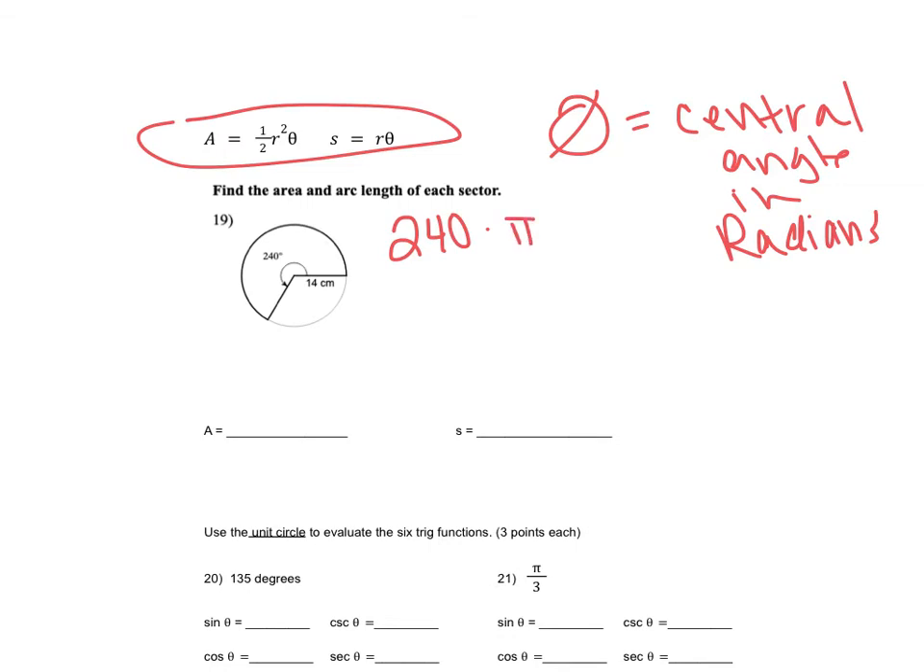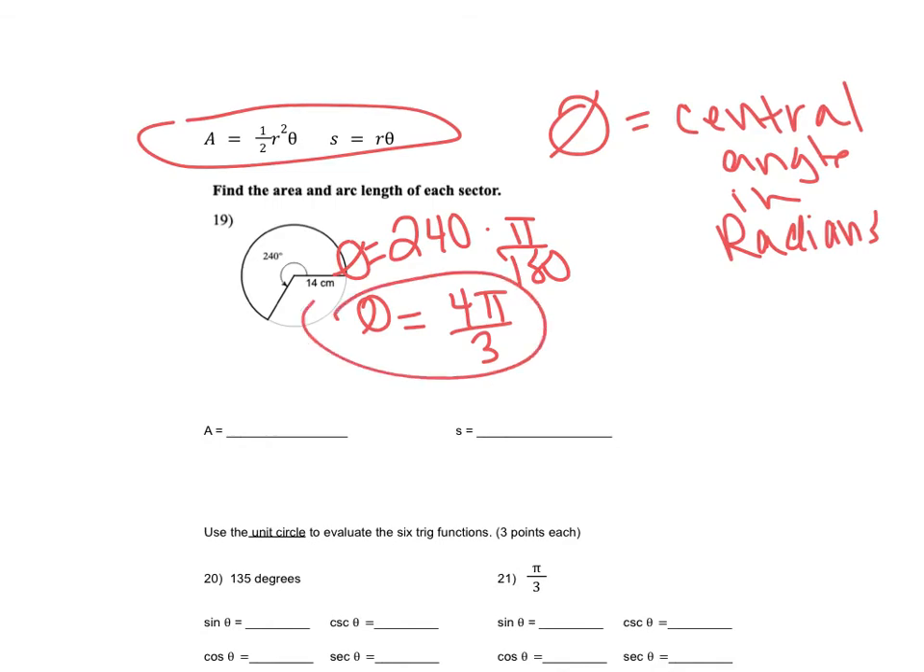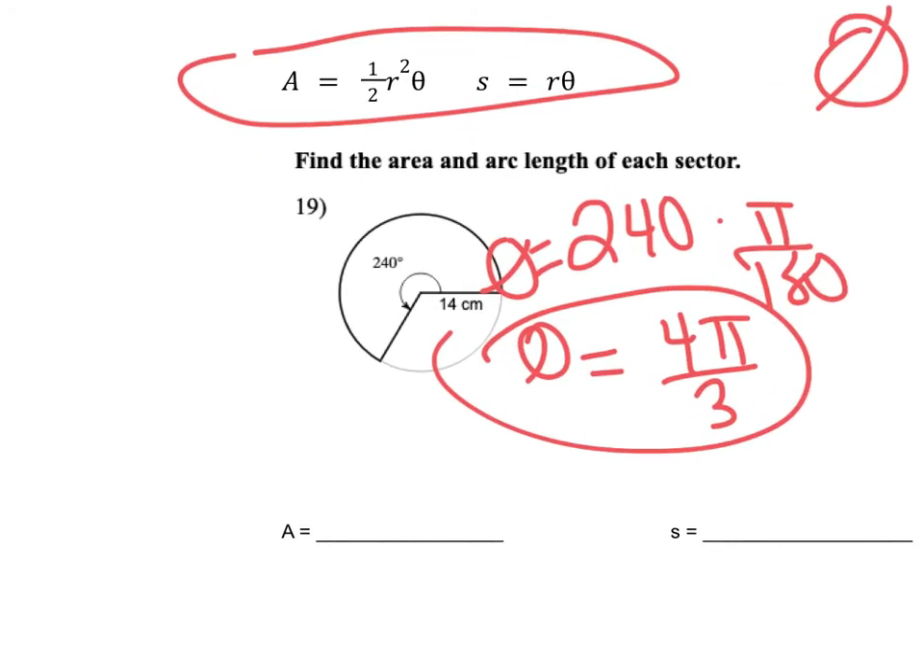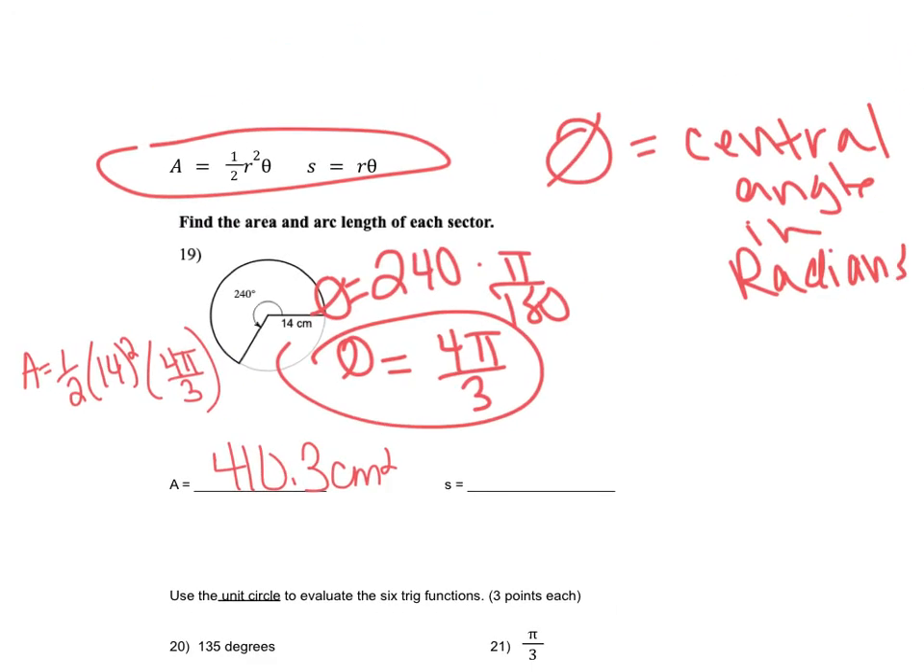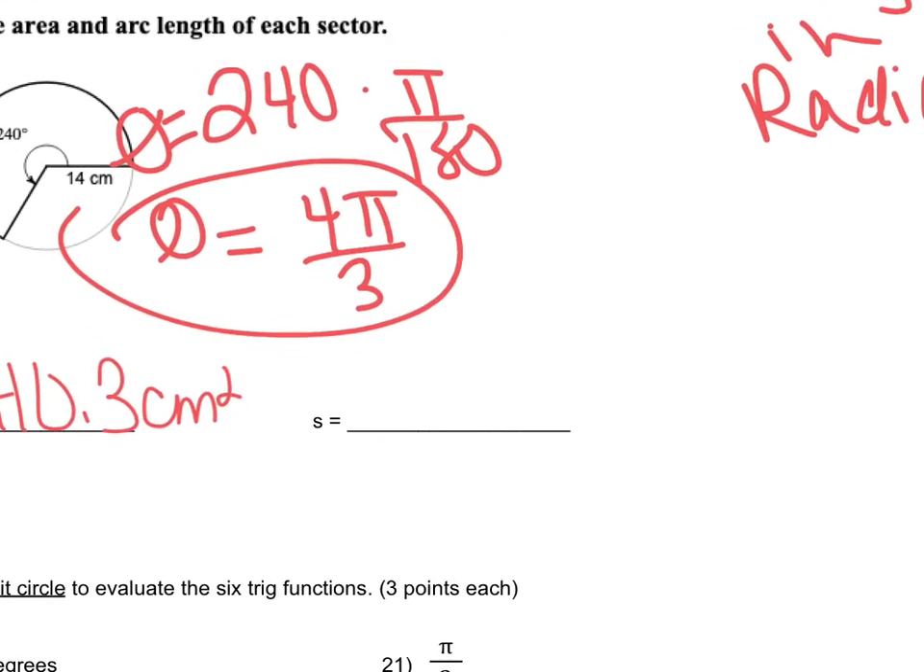240 times pi over 180. That's what theta is going to be. So theta is going to be, if we simplify that, 4 pi over 3. And once we know what theta is, plugging it into the formula is really not that bad. So area is going to be 1/2 r squared, well, r is 14, times theta, which is 4 pi over 3. And when you put that into your calculator, you should end up with the area being approximately 410.3 centimeters squared.